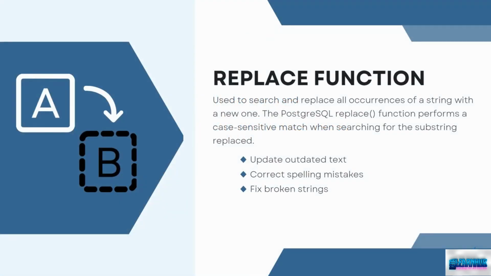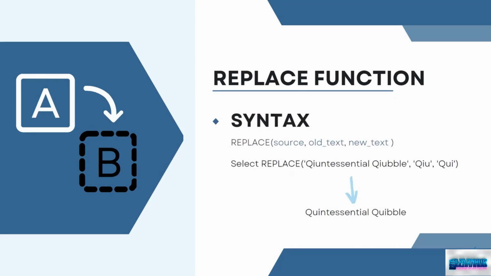The replace function in PostgreSQL is used to search and replace all occurrences of a string with a new one. The PostgreSQL replace function performs a case-sensitive match when searching for the substring to be replaced. You can use this function to replace or update outdated text, correct spelling mistakes, or fix broken strings. Its syntax is as follows: replace(source, old_text, new_text).